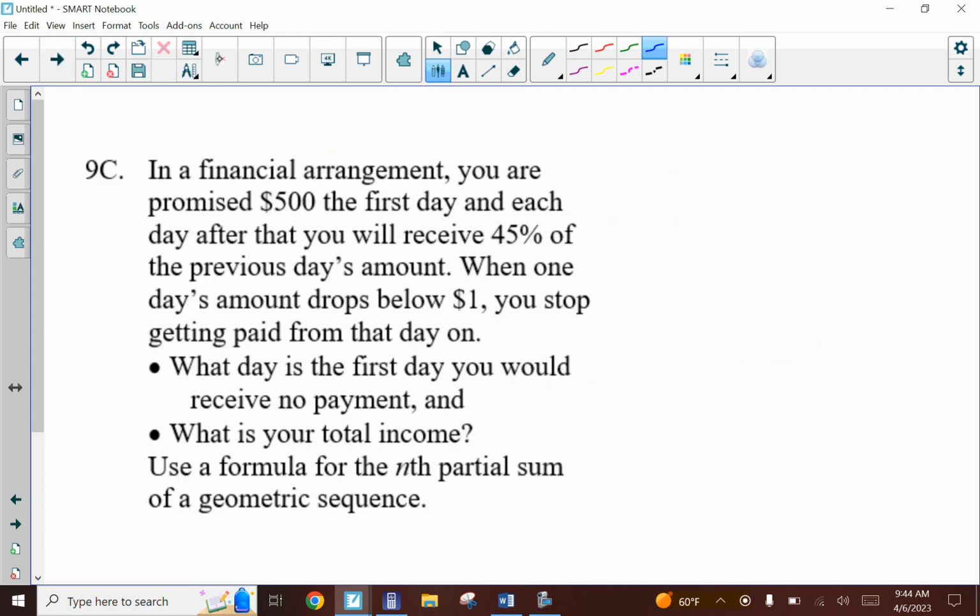The last one says in a financial arrangement, you're promised $500 in the first day, and each day after you'll receive 45% of the previous day's amount. This "of" right here is important, and so is this 45%. Anytime you're talking about percentages, you're usually going to use geometric, because to calculate a percent, you have to multiply. Okay, so when the first day amount drops below $1, you stop getting paid from that day on. It says, what is the first day you would receive no payment?